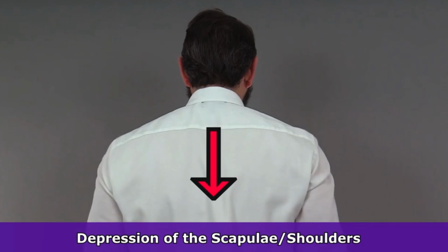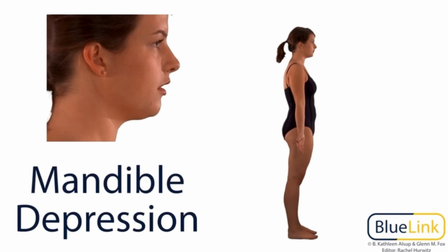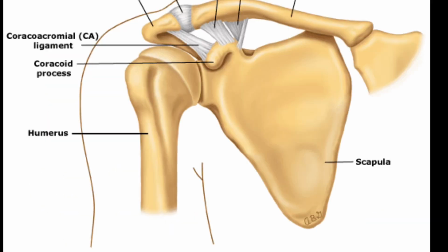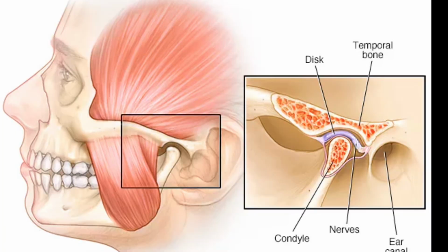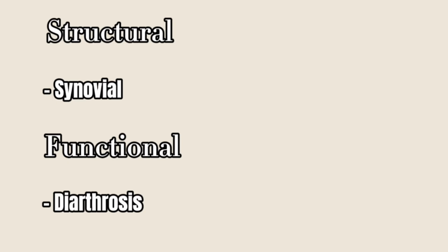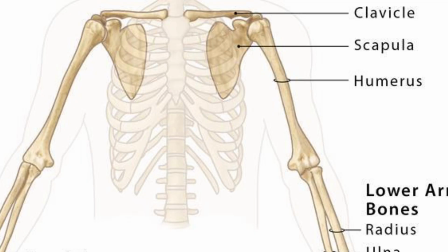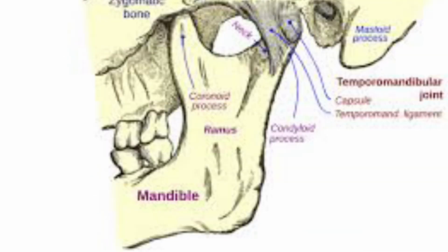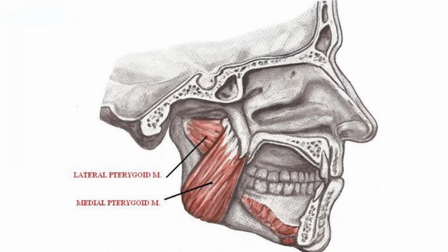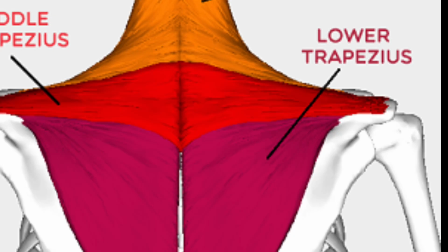Depression. Depression is downward movement of the scapula or the mandible. The joint being used is also the scapular and mandibular joint. The structural is synovial and the functional is diarthrosis. The bones used in depression are also humerus, clavicle, scapula, or the mandible. The muscles used in this movement are lateral pterygoid and the lower trapezius.